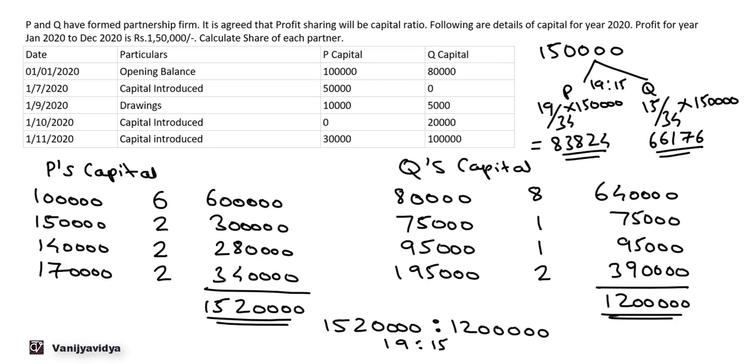So this is how we calculate the profit on the basis of the capital ratio, wherein the capital is calculated as the weighted average because the capital keeps on fluctuating during the entire year. And if the fixed capital method is used, and it is specifically mentioned that the capital ratio will be calculated on the basis of the fixed capital balance as on so and so date, then accordingly we will calculate that capital ratio for that capital balance as on that specific date, and there we will not be calculating this weighted average. So this is how the profit is shared as per capital ratio.